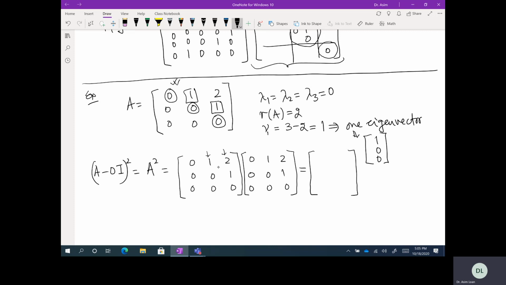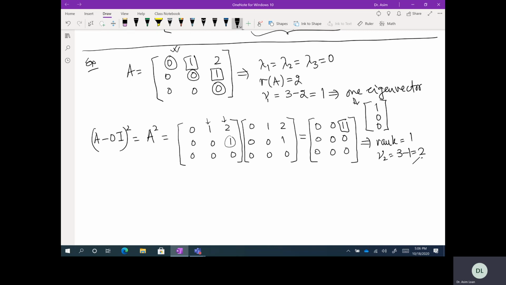I'm adding to the second row twice the third row. So second row 0, 0, no change. This is 1, 1 here. Then I'm picking the third row. The third row is all zeros. And then I'm picking again the third row, no contribution, so this is 0. So here the rank is 1, and the dimensionality of the null space is 3 minus 1, which is 2, and we have 2 eigenvectors.